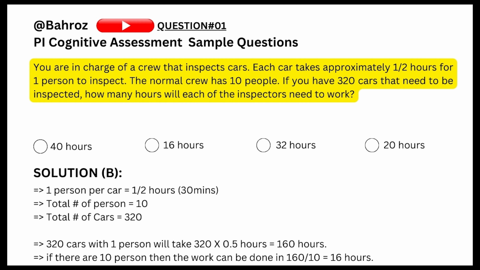So 320 cars per person will take how many hours? It will be 320 divided by 2, which is 160 hours. And if there are 10 people working on the car, then how much time will it take? So one person was doing it in 160 hours, 10 people will do it in 16 hours. So our answer would be B.